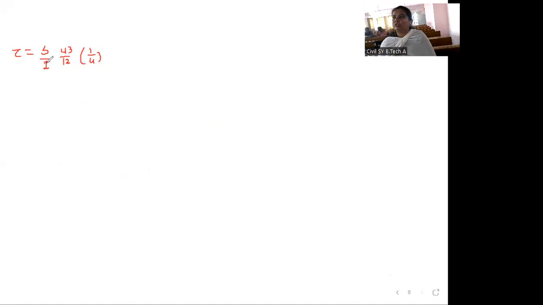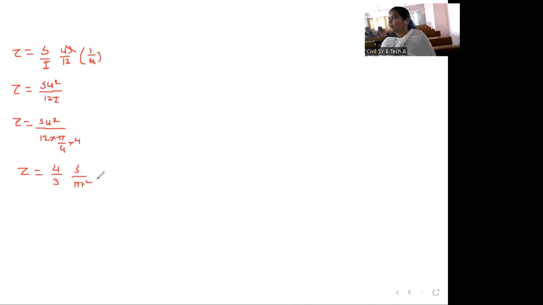After that, we will put the value of this I. So tau, which is equal to, here 1 by u and 1 by u get cancelled. So S u square divided by 12 I. Now we will put the value of I. So S u square divided by 12 into the value of I, which is pi by 4 into r raised to 4. So after solving this, tau which is equal to 4 divided by 3 S divided by pi r square.